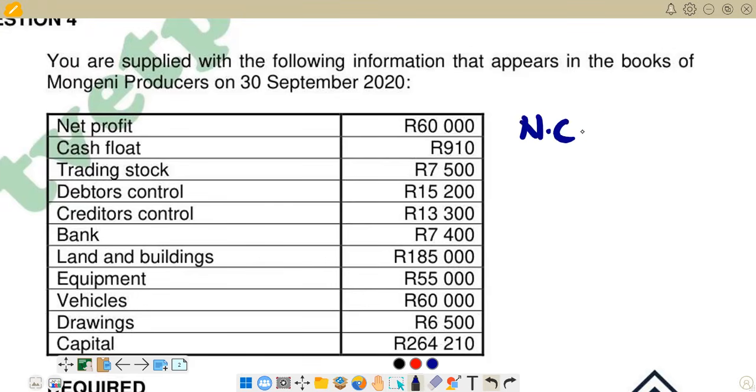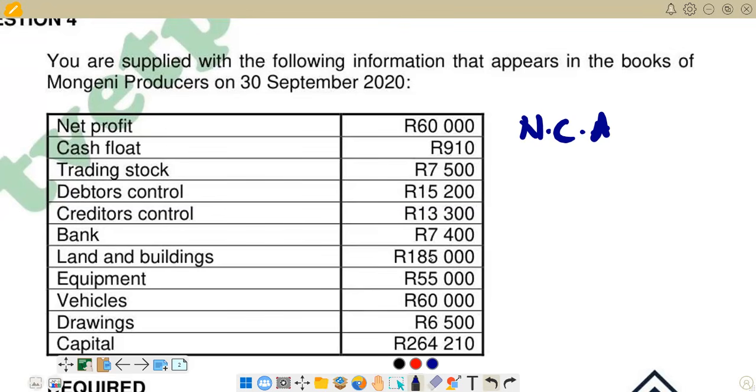So basically, for non-current assets, we're just going to list the figures beneath the year, and then we go and enter them in the balance sheet. Non-current assets are resources or properties that are going to stay in the business for more than a year. Cash becomes a current asset, so it's going to stay for less than a year. Trading stock also is a current asset. Debtors control represents a current asset, and creditors control is a current liability. Then bank becomes a current asset.